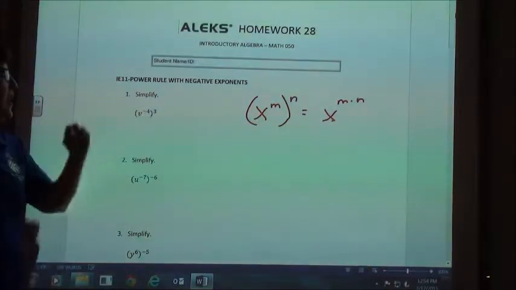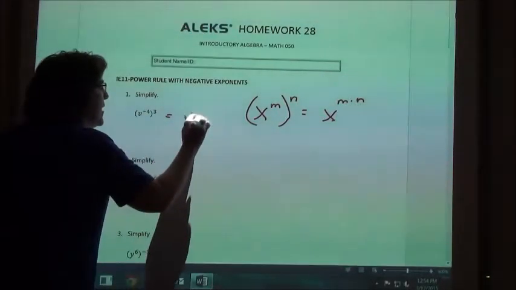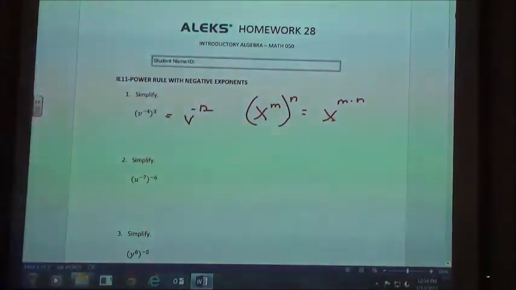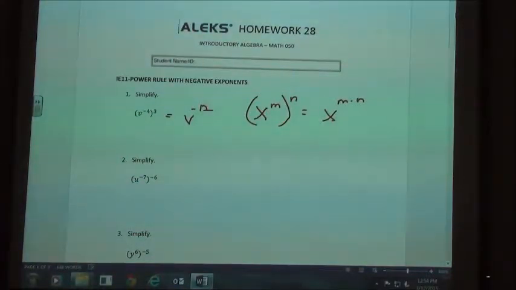I have v to the negative fourth raised to the third power. If I multiply my exponents, I get v to the negative 12th power. However, we also learned on the previous page that we don't like to have negative exponents, right? So if we have a negative exponent, we want to rewrite it without the negative exponent. And how did we do that?